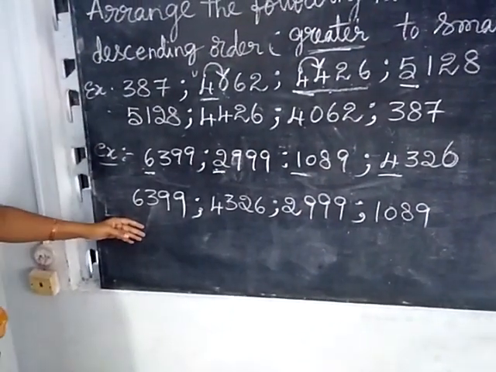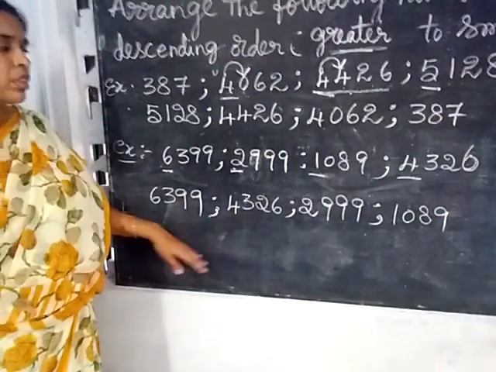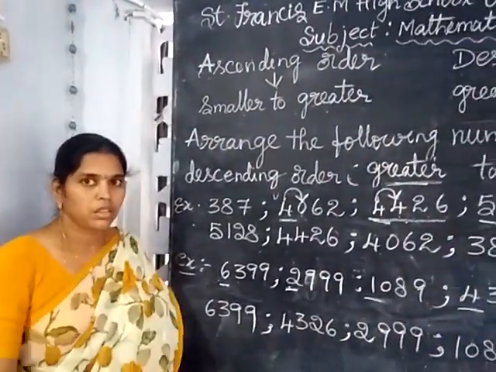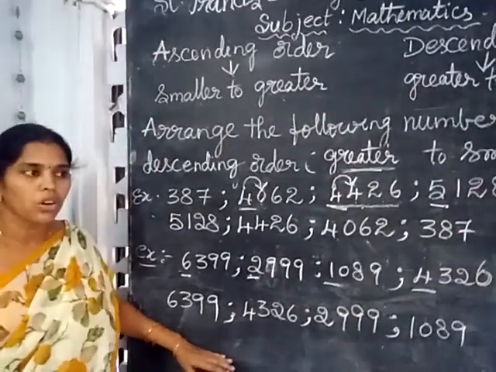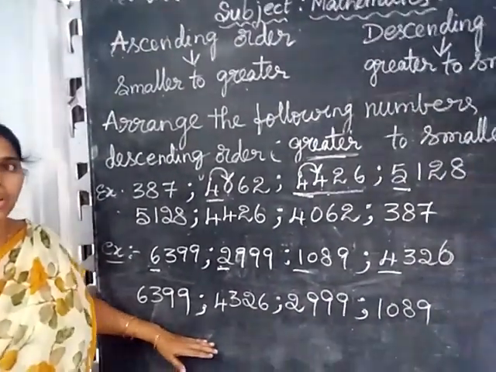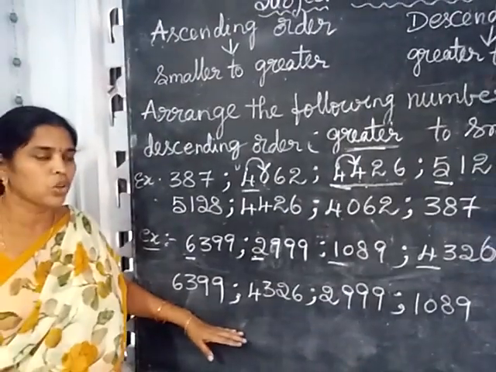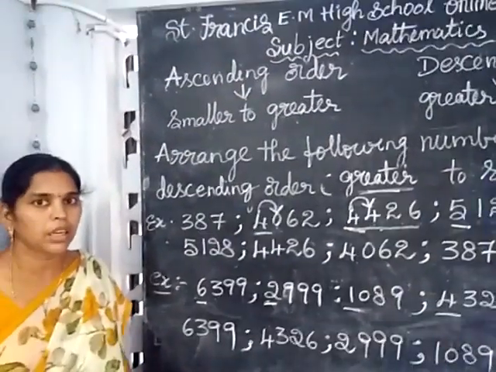This is the descending order. Children, do you follow? Now I will give you homework. Do it and check your answer in the afternoon session. Thank you. I will meet you in the next class.